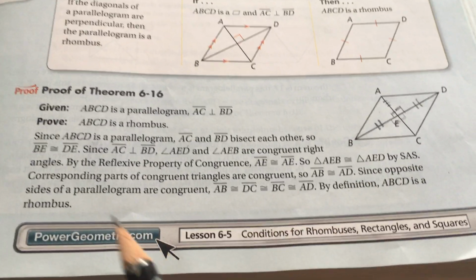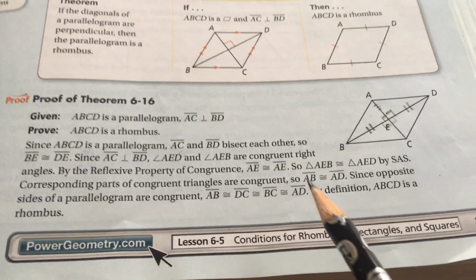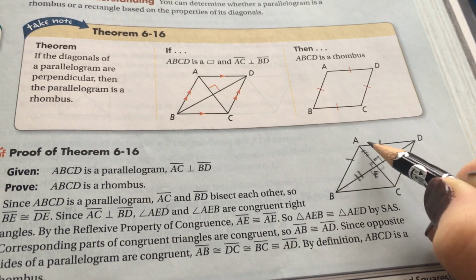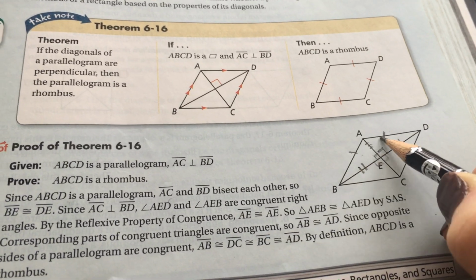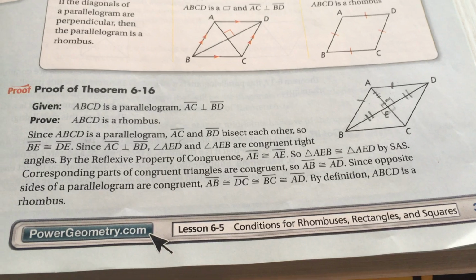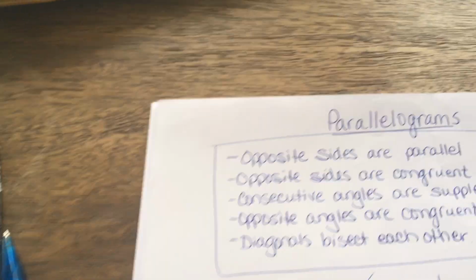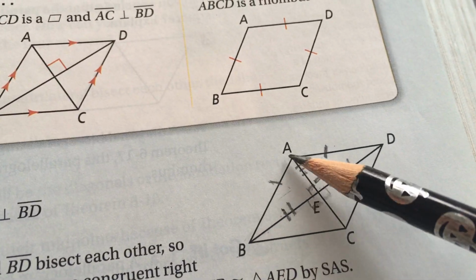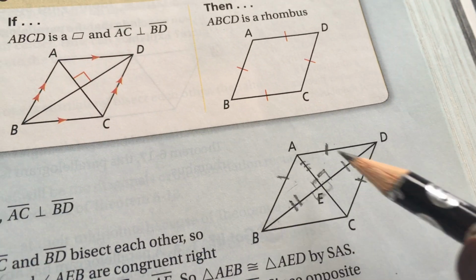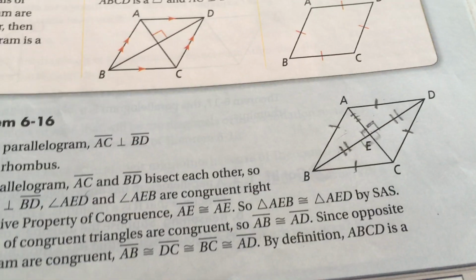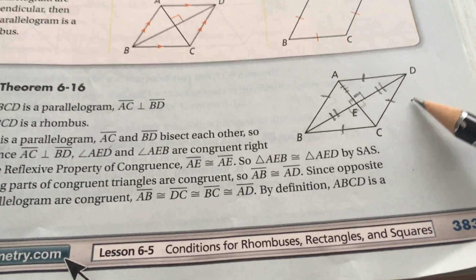You know by CPCTC, corresponding parts of congruent triangles, that AB will be congruent to AD because they're both corresponding parts in those triangles. So you know that they will also be congruent. Now, this is still a parallelogram, so let me move this back over here. And you know because it is a parallelogram that opposite sides are congruent. So let's go back to this. AB will be congruent to CD, and AD will be congruent to its opposite side, BC, because it's a parallelogram. So look, you've got all four sides congruent.